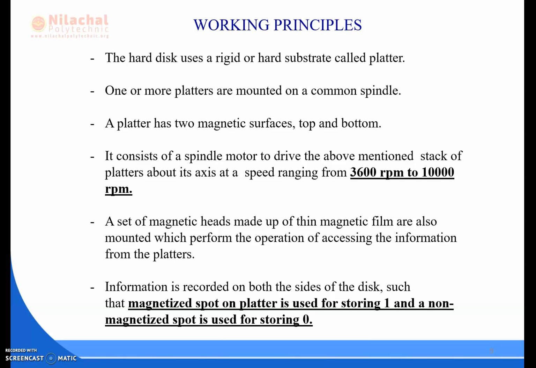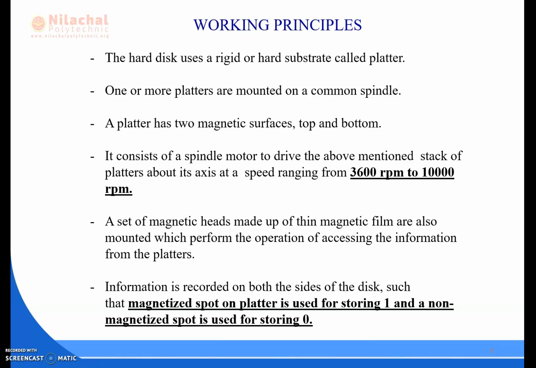It consists of a spindle motor to drive the above-mentioned stack of platters about its axis at a speed ranging from 3600 rpm, rotations per minute, to 10,000 rpm. Here we have already seen the spindle in the diagram. At the bottom of the spindle there is a spindle motor which helps the platters to rotate.